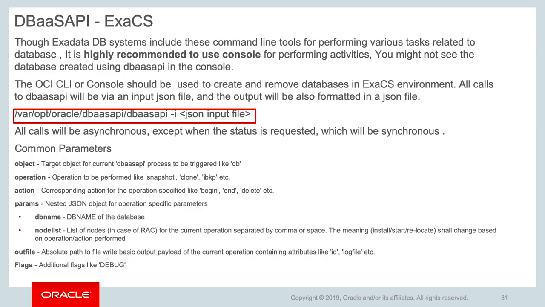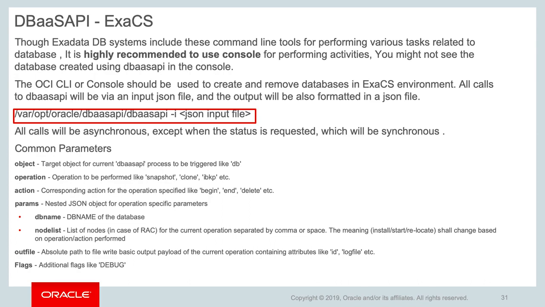So the next topic, I will move to dbaasapi, and as I said in the very beginning, the Exadata database system includes these commands. These are command line tools for performing various tasks related to database. We highly recommend using the console or OCI command line for performing activities wherever you can, like database creation or deletion. You should be going to the OCI console and getting that done from there.